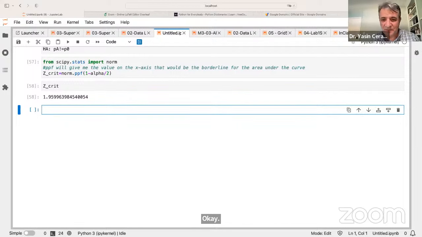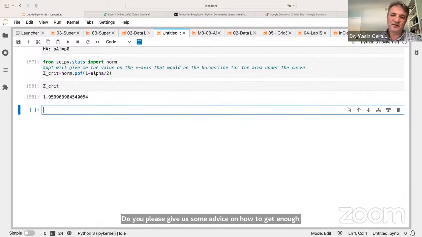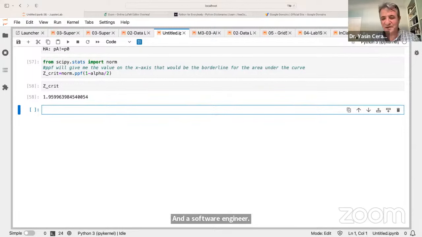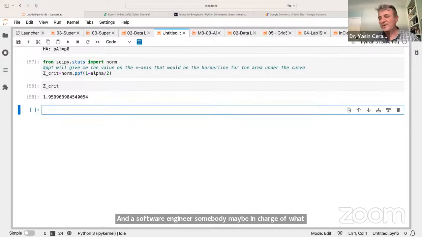Could you please give us some advice on how to get industrial experience running? I think the best industrial experience is running the A/B test, because it requires cooperation between you as the statistician or data scientist, and a software engineer, somebody maybe in charge of the architecture, and then the marketing group. So there are so many people who are involved. So the product manager or product developer.